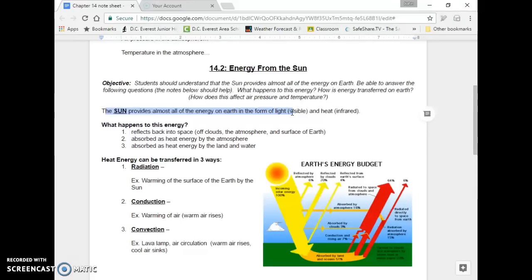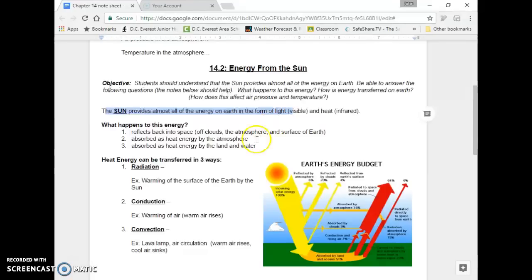Okay, and we learned at the beginning of the year that areas that receive direct sunlight are going to be your warmer climates. So near to the equator is going to get hit more directly by the sun's light, and as you move towards the poles, you're going to be hit more indirectly by the sun. Therefore, you're going to have a colder climate.